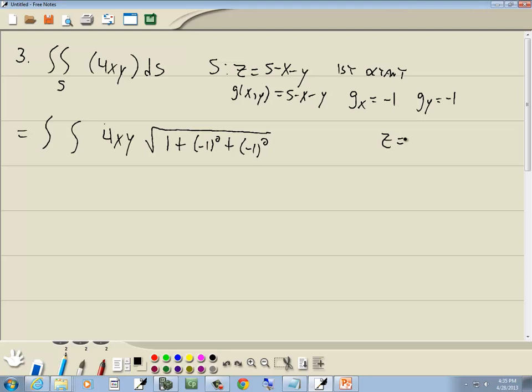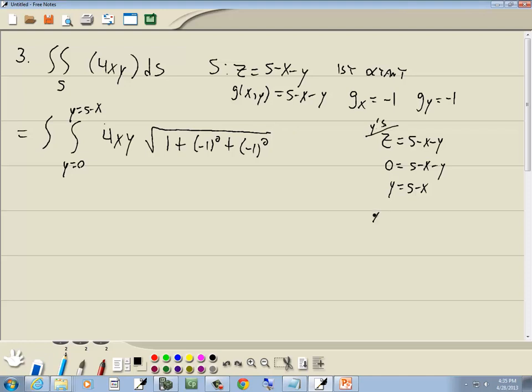Okay, now let's talk about our setup. We got z is equal to 5 minus x minus y. Now we're mapping it into our xy, which means z's gone. So we put 0 there. 5 minus x minus y. And if I solve for y, I take negative y over, I get y is equal to 5 minus x. So this is going to go from y is equal to 0 to y is equal to 5 minus x.